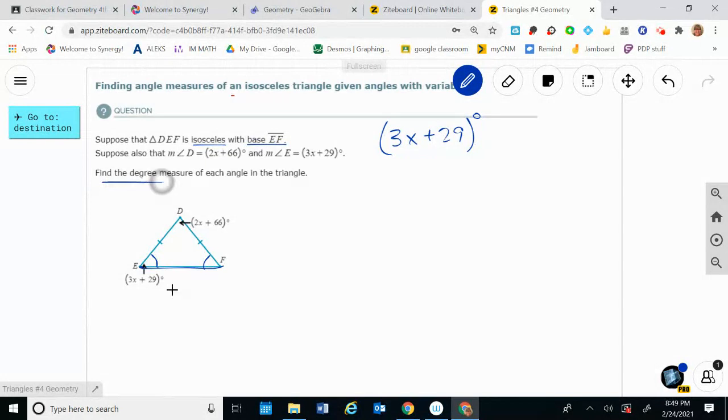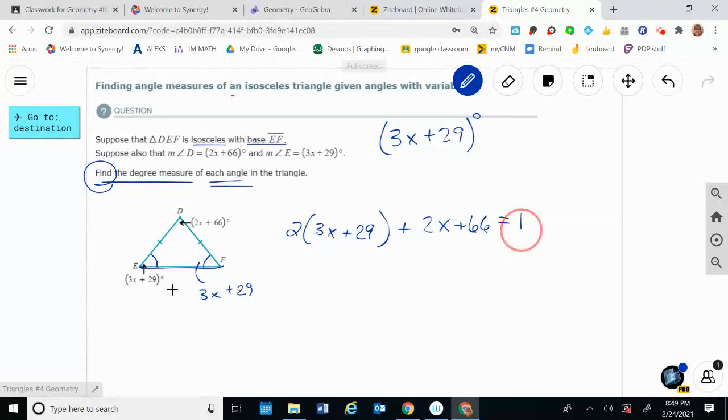It says find the degree measure. Be careful. Find what? The degree measure of what? Each angle in the triangle. So what do you know? You know that this one is also 3x plus 29. These are equal. So I'm going to actually simplify it. I'm not going to say 3x plus 29 plus 3x plus 29, although that's fine. I'm going to use the distributive property and go 3x plus 29 times 2, because there's 2 of them, plus 2x plus 66 equals 180. See, I'm just adding all 3 angles, and they equal 180. That's how we're going to solve this.